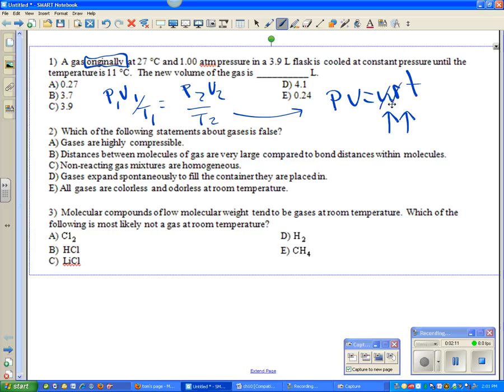Now I can take T across, and I end up with PV over T. Those are the only three things that are going to matter for this gas. And I can say under original conditions, and that's what we call 1, it equals this 2, which is the change. It's a cool little law to help us solve these problems. So I'm going to get rid of all this, and then let's work through this problem.